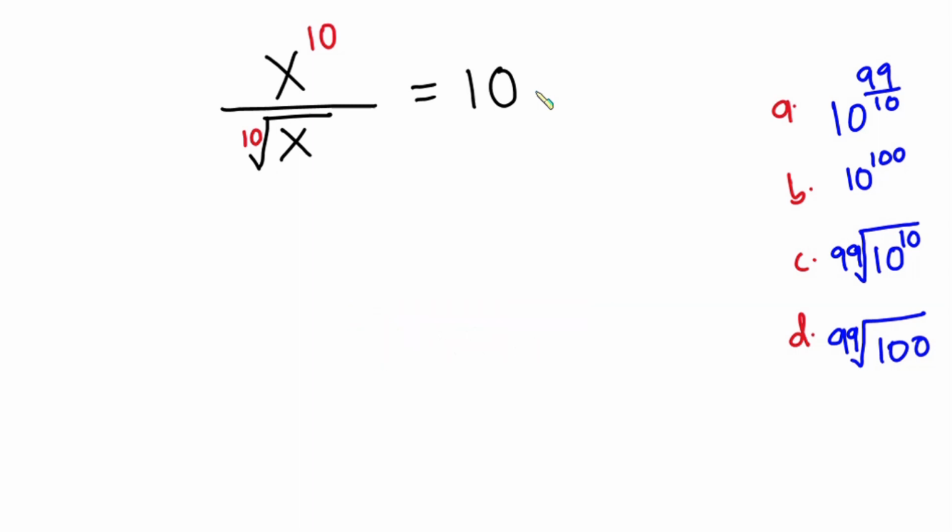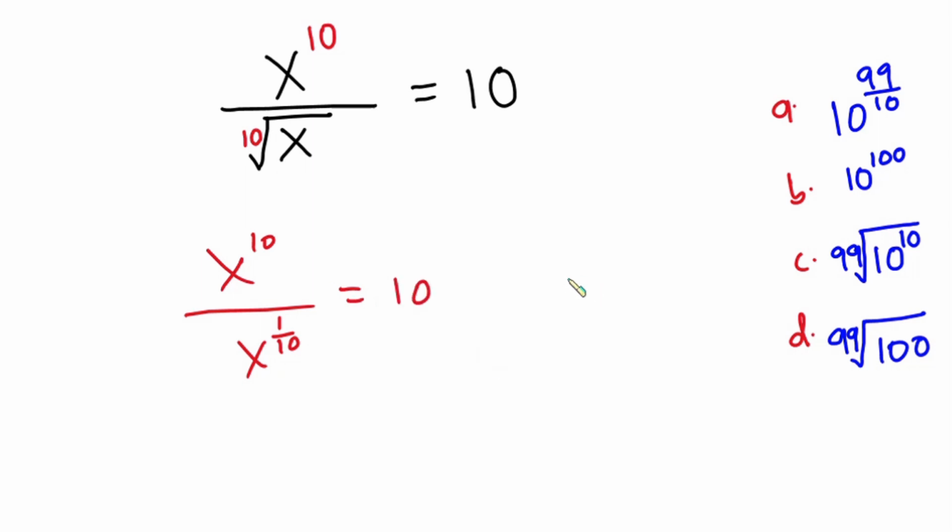Now let's get started. The very first thing you need to understand in order to solve for x in this problem is the fact that the square root of a is the same as a to the power 1/2. And then the b-th root of a is the same as a to the power 1/b. Alright? Now having known this, the problem could also be written as x to the power 10 over x to the power 1/10. And this is equal to 10.